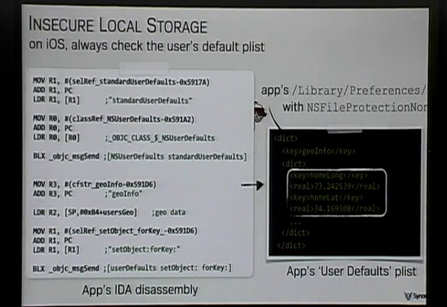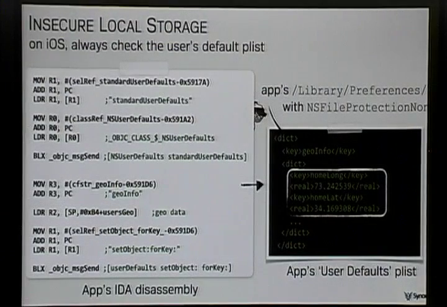So iOS has the notion of NSUserDefaults, which is an easy way for apps to store users' preferences. Most developers don't know this, but it's actually backed by a file. It's just kind of a special object that iOS exposes, so it's easy to save things like what color the user wants their background or language settings, stuff like that.